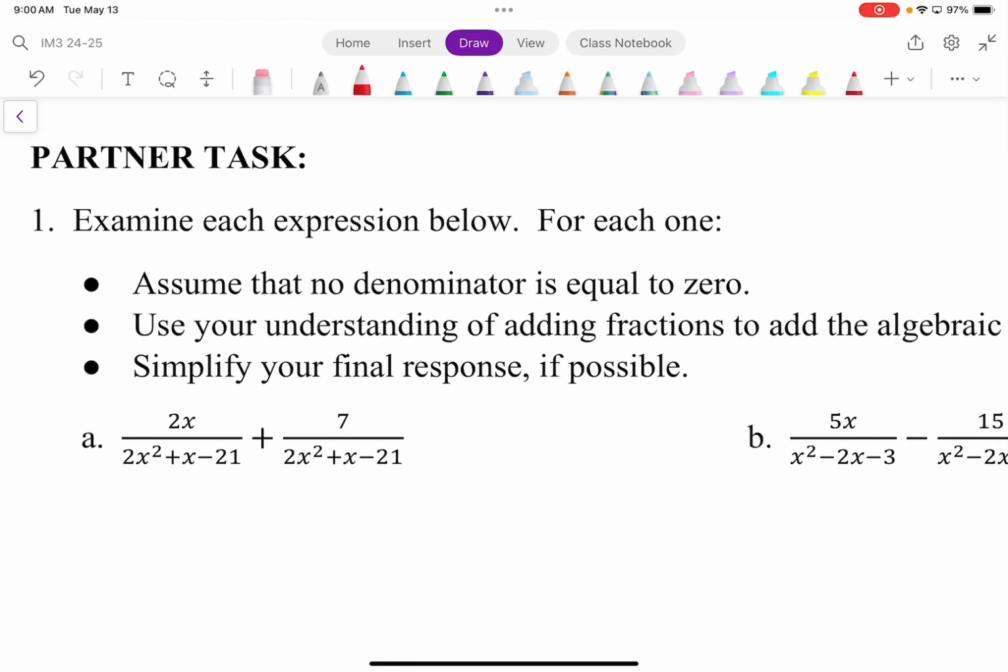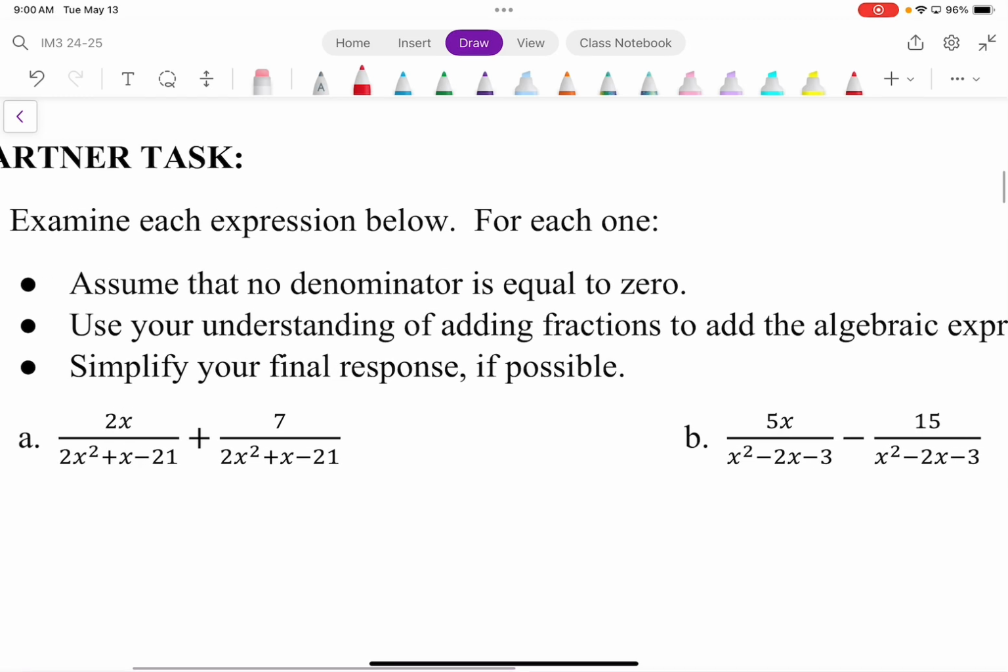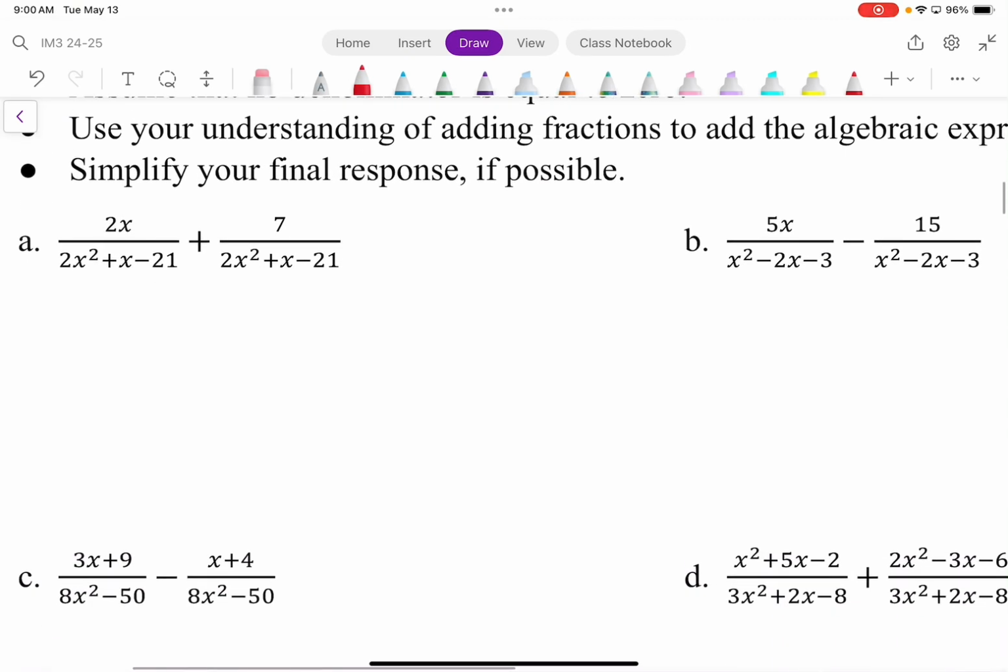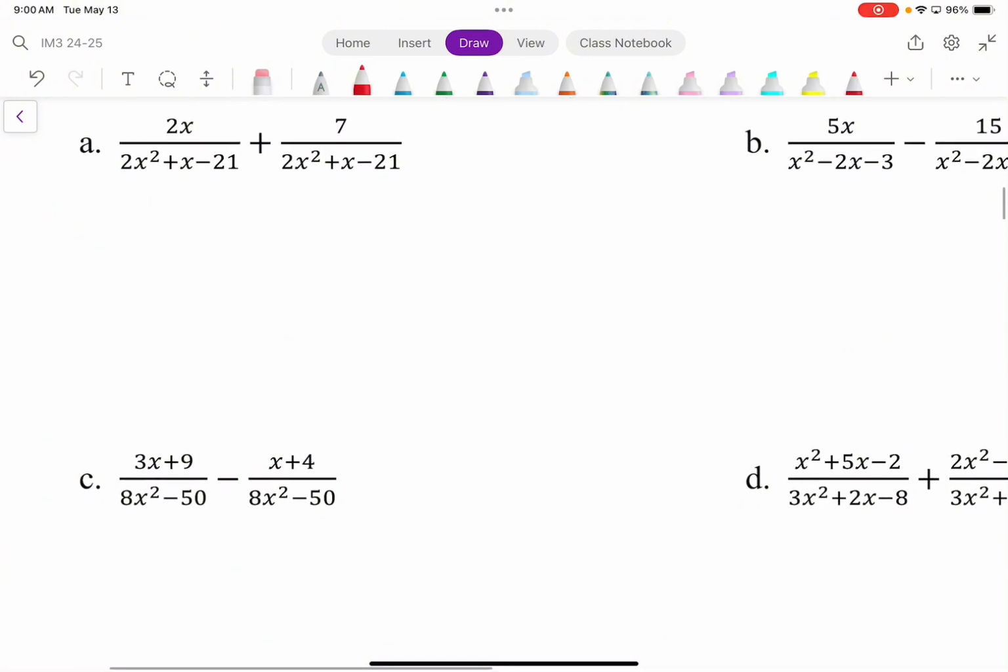So we want to examine each expression below, and for each one, assume that no denominator is equal to 0. Obviously, if that were true, then we get undefined. You want to use your understanding of adding fractions to add the algebraic expressions. Simplify your final response if possible. So like I said, I'm going to help you guys with the first one, just to model what it is that I want you to do with your partner.